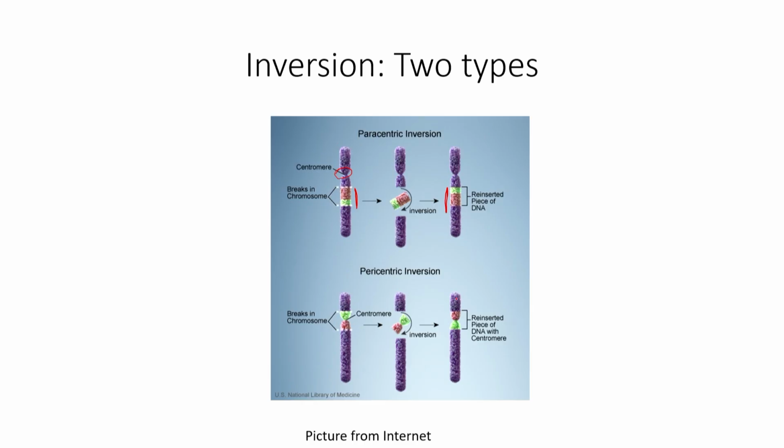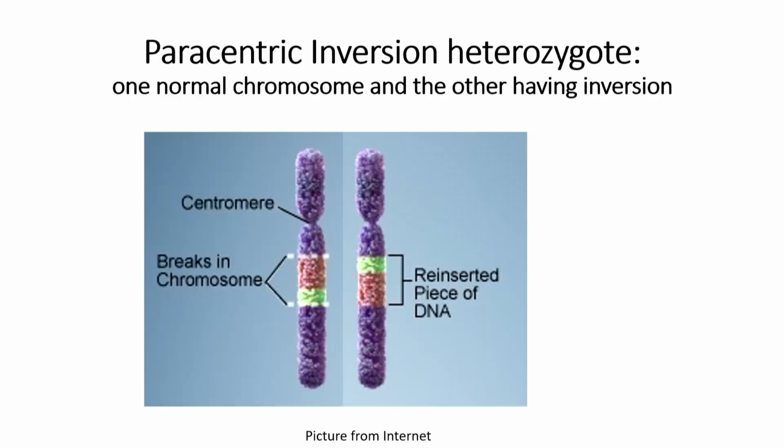In pericentric inversion, the centromere is involved. So the two breaks are in these regions where the centromere is involved, followed by inversion and then reunion. So this is the result. First we will talk about paracentric inversion in the heterozygous condition. What do we mean by heterozygous condition?